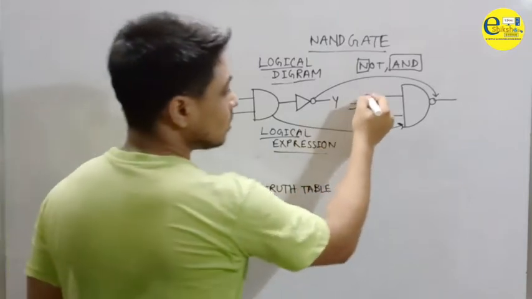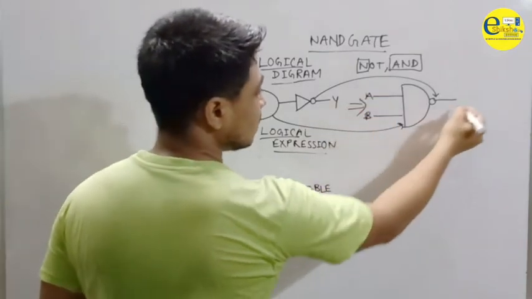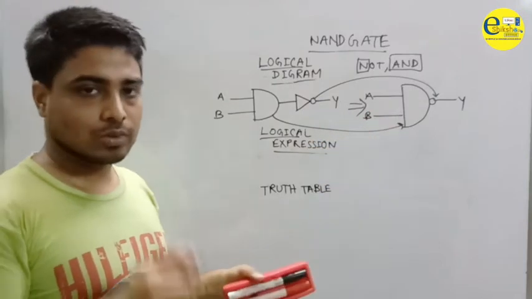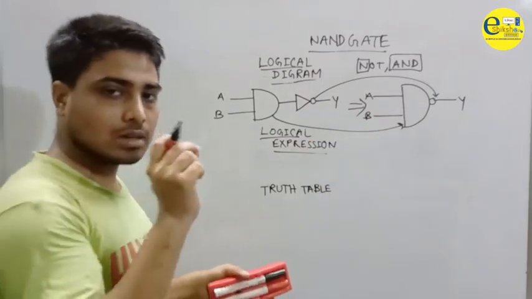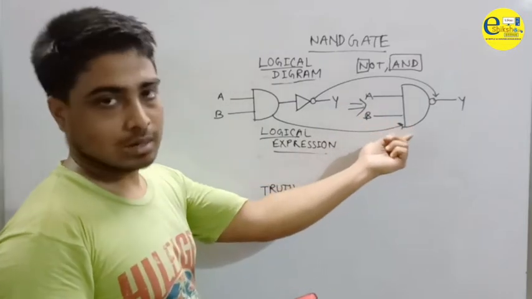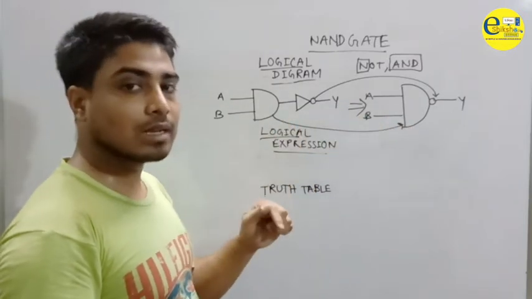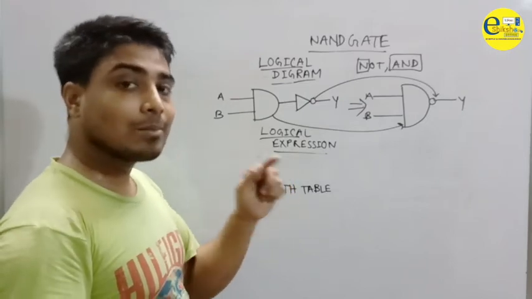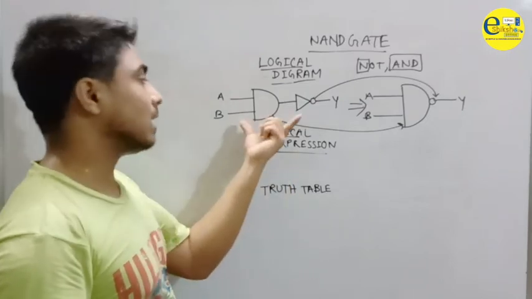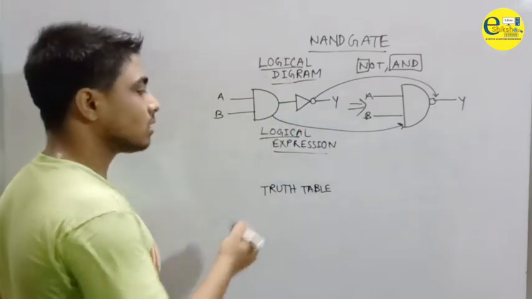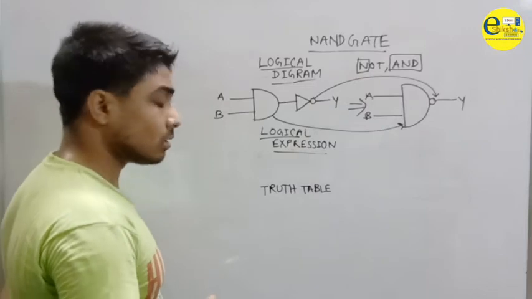Okay, so if the input is A and B and the output is Y, this is the main diagram of the NAND gate. Whenever you are asked to draw the logical diagram of the NAND gate, you have to draw this diagram, not this. If you are asked to draw the logical diagram of the NAND gate using basic gates, at that time you have to draw this diagram. Okay, so let's move on to the next topic, that is the logical expression.